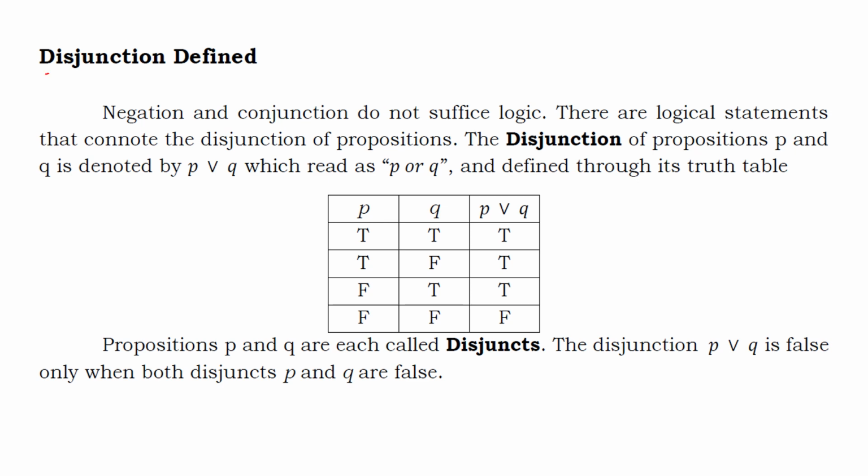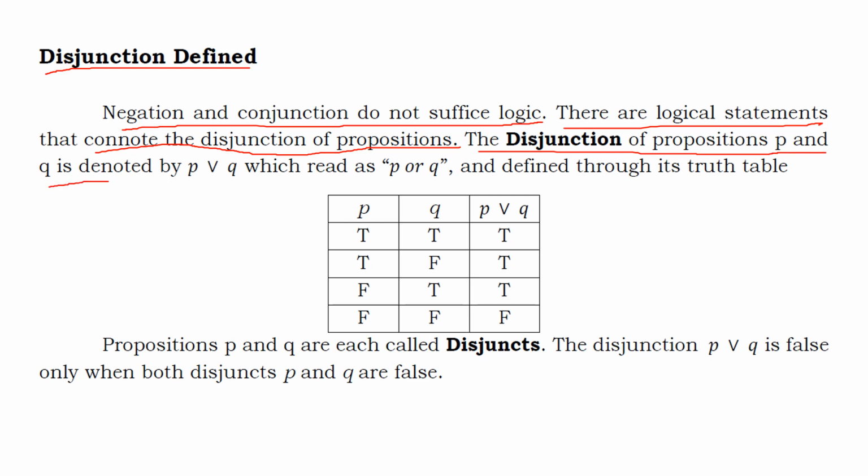Moving forward with your disjunction. Negation and conjunction do not suffice in logic. There are logical statements that connote the disjunction of propositions. So the disjunction of propositions P and Q is denoted by this symbol, which is read as P or Q, and defined through its truth table.